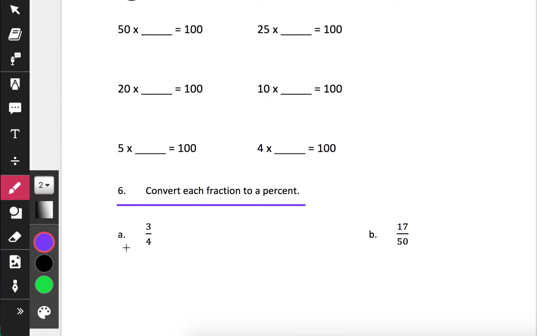First one, 3/4. Well, we know we can get to 100 by multiplying 4 by 25. So we'll do the same thing to the numerator. And hopefully this is a percent you have memorized. 3/4 equals 75 cents. So 3/4 as a percent is 75%.